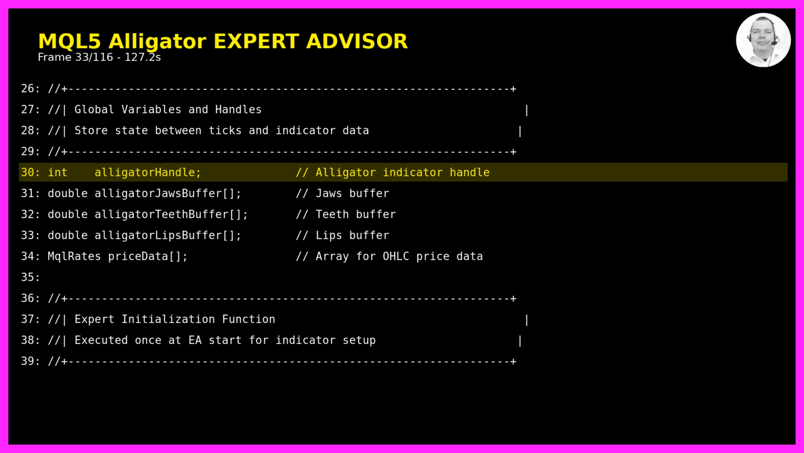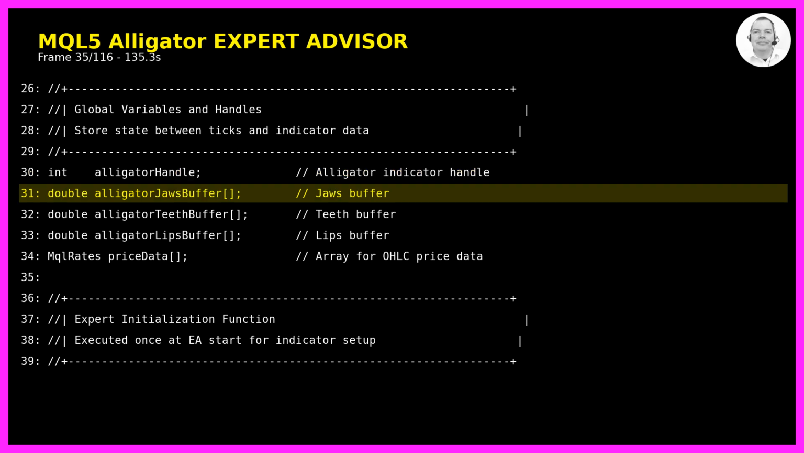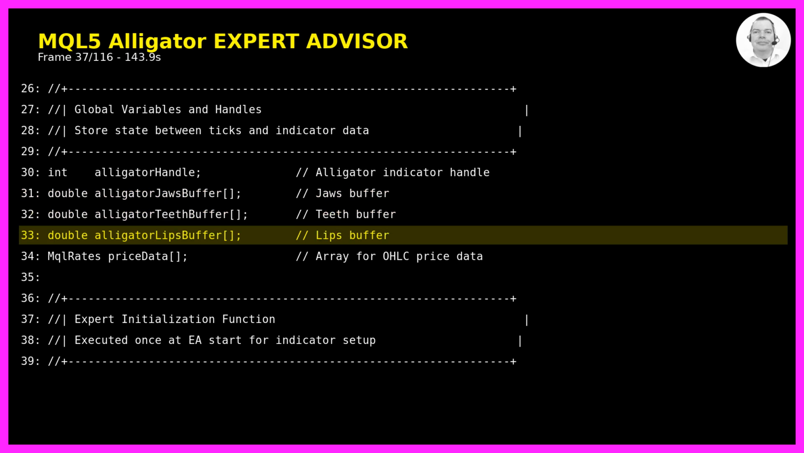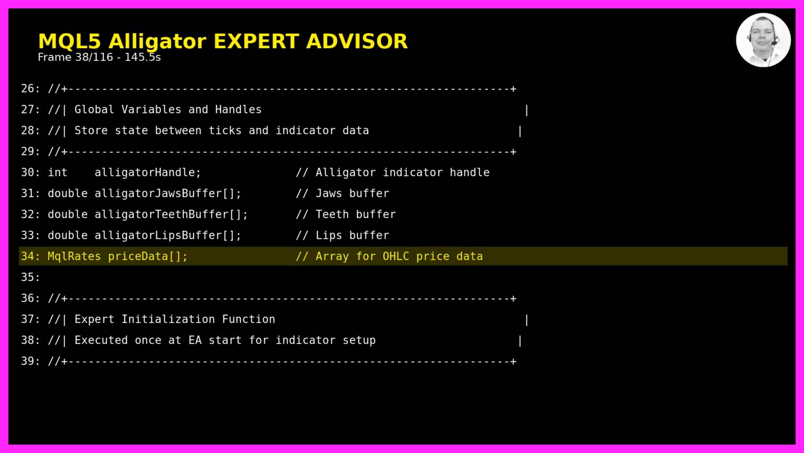We then declare our global variables and handles. Alligator handle stores the indicator handle for the alligator indicator. We create arrays to hold the indicator values: alligator jaws buffer for the jaws line, alligator teeth buffer for the teeth line, and alligator lips buffer for the lips line. The price data array stores OHLC price data using the MqlRates structure.